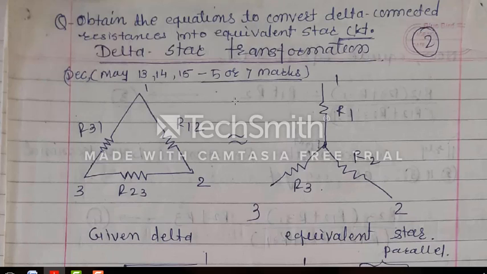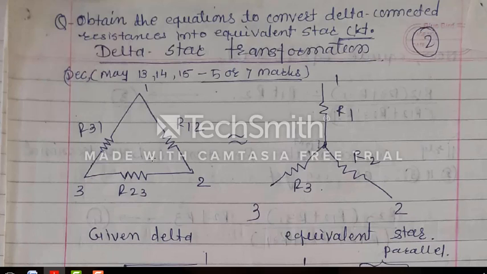Consider three resistances R12, R23, R31 connected in delta, and the terminals between which the resistances are connected in delta are named 1, 2 and 3. Whenever you denote the resistances of the delta with terminals 1, 2, 3, the resistance between 1 and 2 is R12, between 2 and 3 is R23, and between 3 and 1 is R31. So keep this in mind.